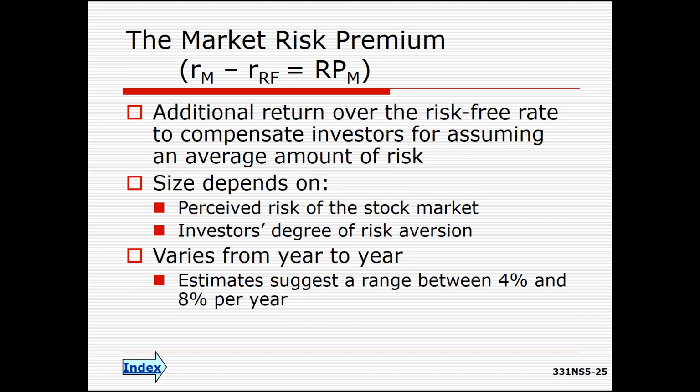The CAPM equation is presented in two forms, with the return on the market minus the risk-free rate, or with the risk premium on the market. These are equivalent and represent the market risk premium, the additional return over the risk-free rate demanded by investors to compensate them for the risk of investing in a risky asset. The market risk premium is not static. It depends on the perceived overall risk of the market and investors' degree of risk aversion, which changes over time.